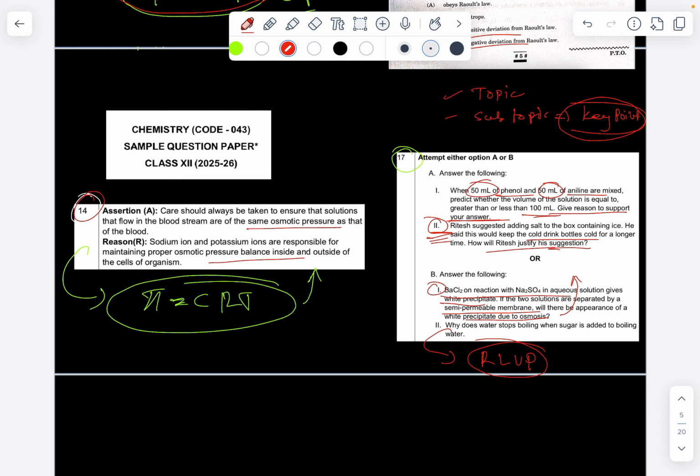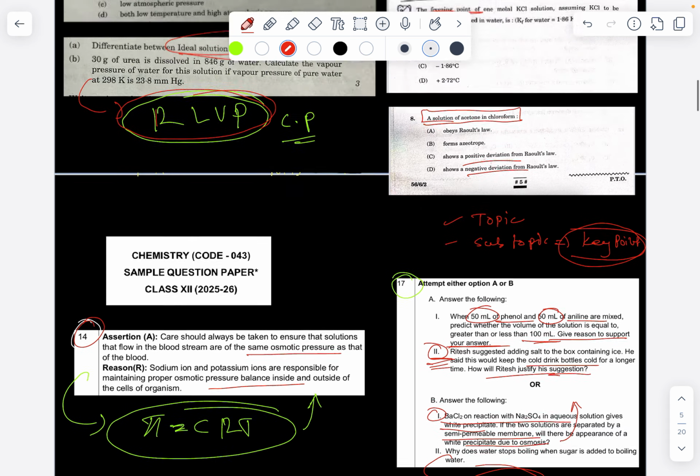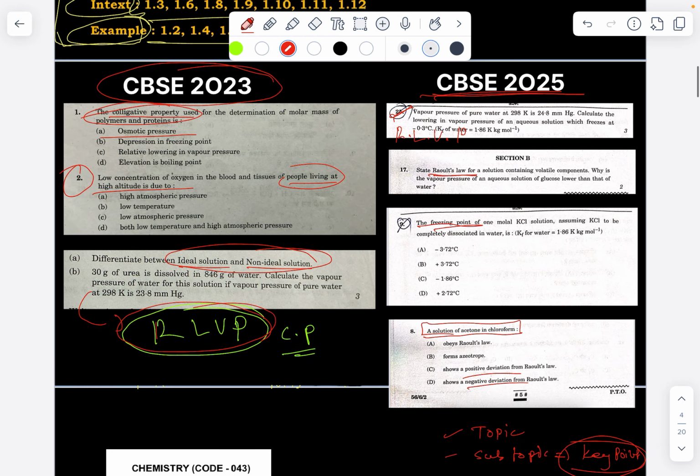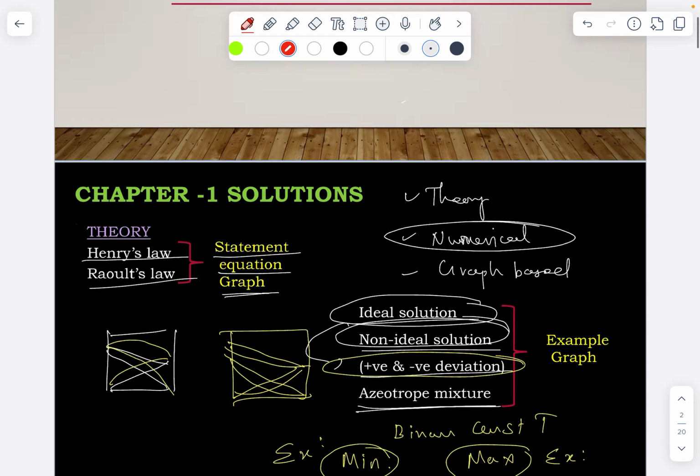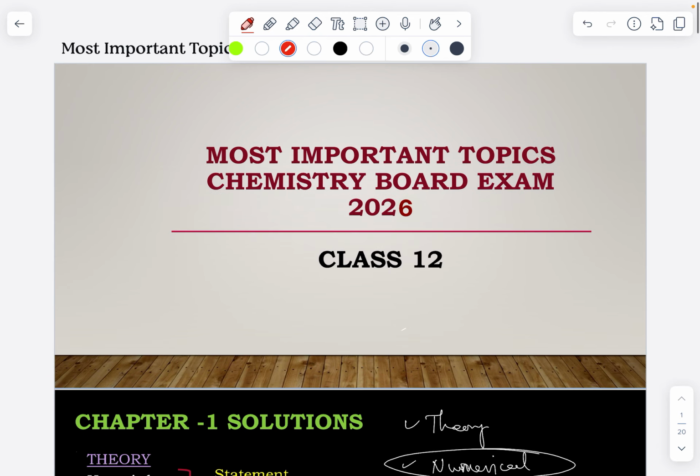From these topics, give importance and practice well the last 10 years' PYQs regarding the solutions chapter. If you start the preparation now itself, at the time of examination you can peacefully revise for your board exams.